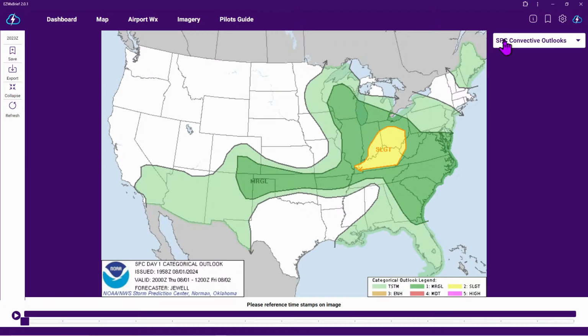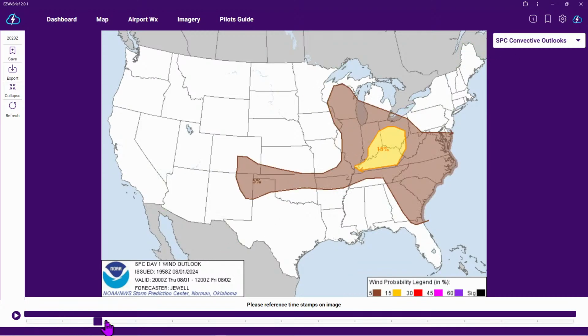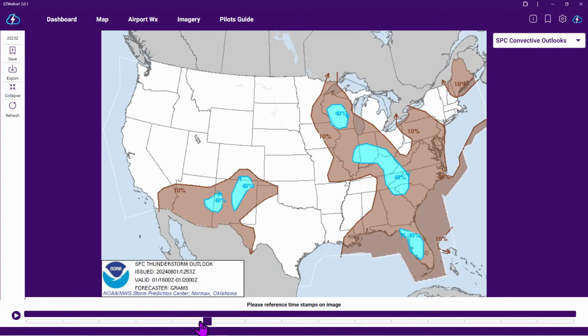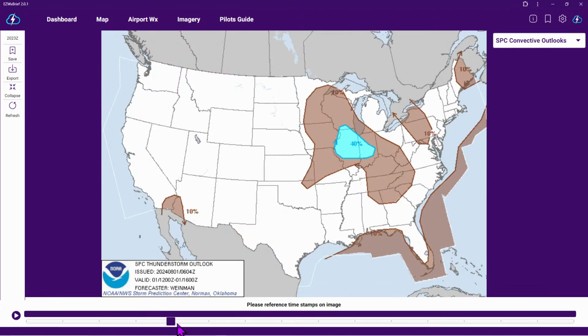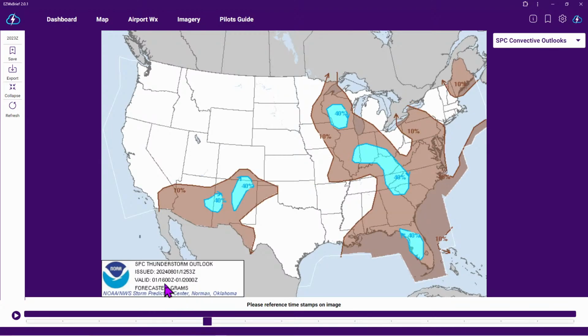The one particular product I like to look at is a little bit further. You advance the time slider here until you get to what's essentially the high resolution thunderstorm outlook. High resolution meaning resolution of time, because you can see this is valid from 12Z to 16Z. Then you slide it to the right, and this is the 16 to 20Z.